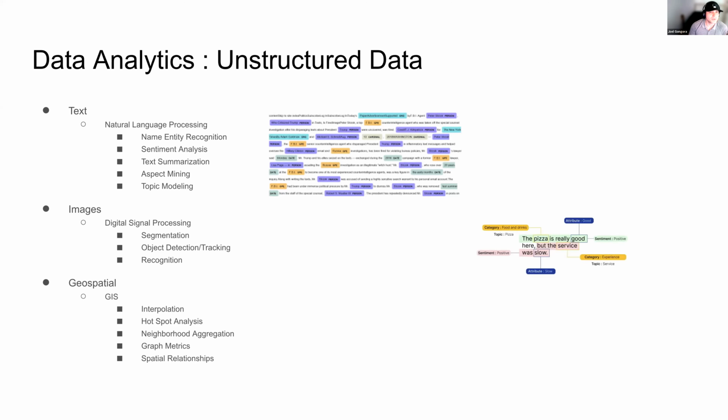The other one would be to do some sentiment analysis, which I already mentioned, where we want to classify a specific portion of text as either being a positive or a negative context.